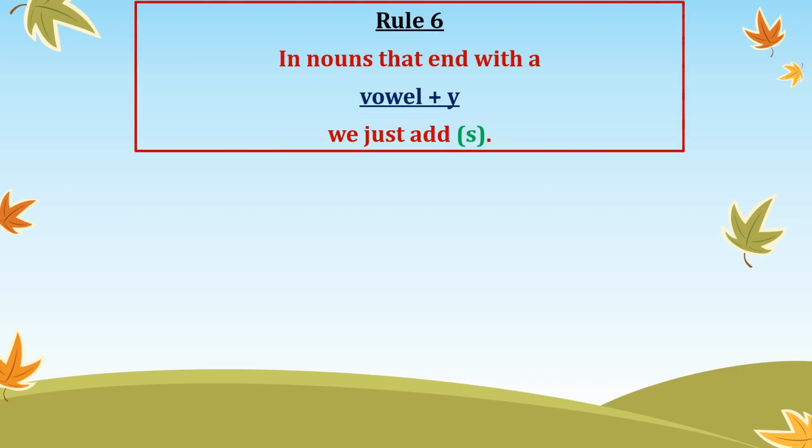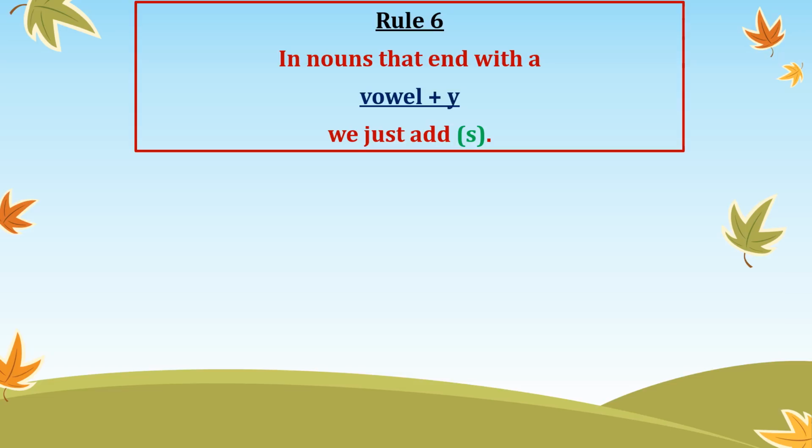Rule number 6 says, if a noun is ending with a Y, just check what is there before Y. If you don't have a consonant and rather you have a vowel, then in that case, Y doesn't get cut. Vowel will protect Y and Y will remain there only. To make it plural, all we need to do is to add S. So, according to this rule, if your noun is ending with a vowel plus Y, nothing gets cut. All you need to do is to write S to change it into plural.